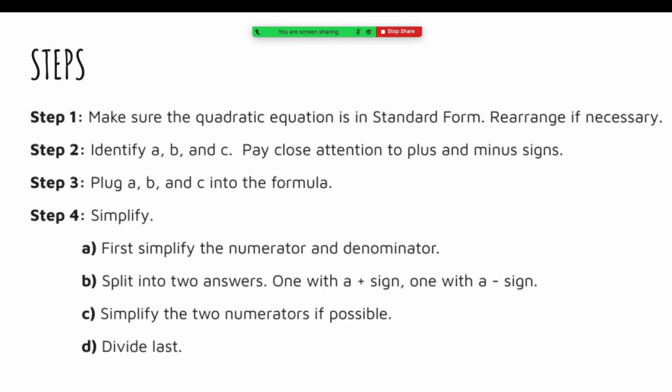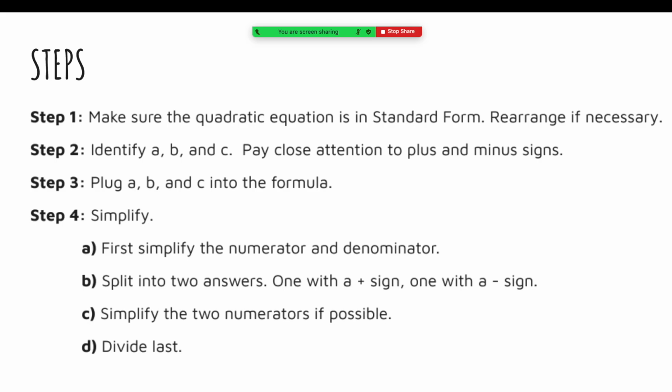Okay, and again, here are the steps laid out again for you. Make sure the quadratic equation is in standard form. Rearrange it if necessary. Identify A, B, and C, and pay close attention to the plus and minus signs. Plug or substitute A, B, and C into the formula, and then simplify. Simplify the numerator and denominator, split in two answers, one with a positive sign and one with a negative sign, which you saw us do. Simplify the two numerators if possible, and divide last.